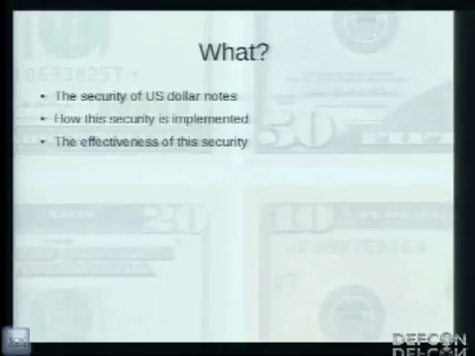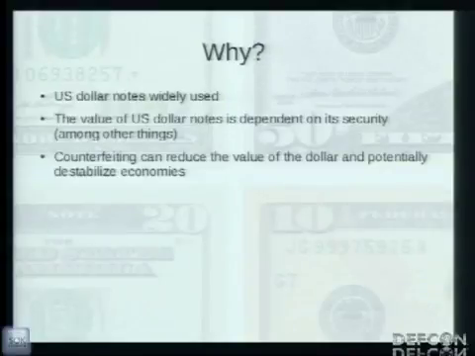I'm not affiliated with the US Treasury, nor have any affiliation with counterfeiters, nor have attempted counterfeiting, and nor intend to.